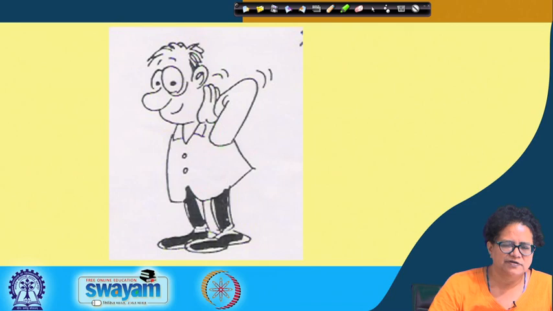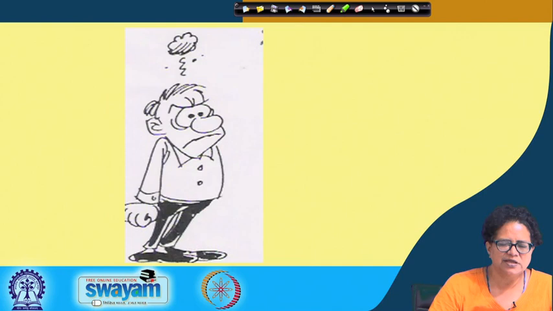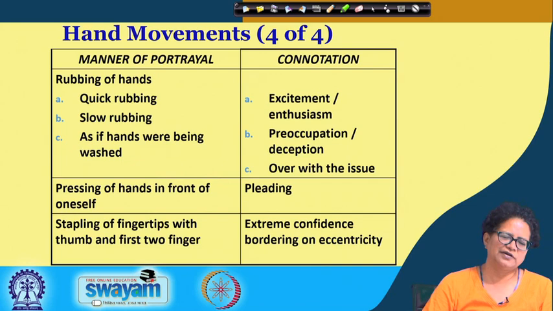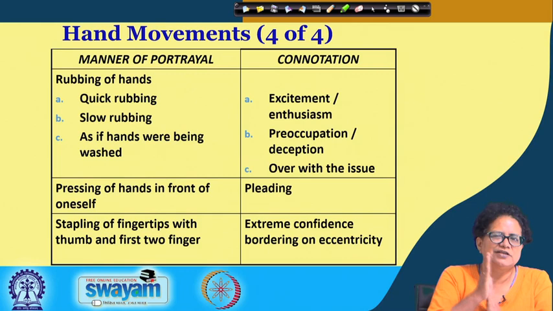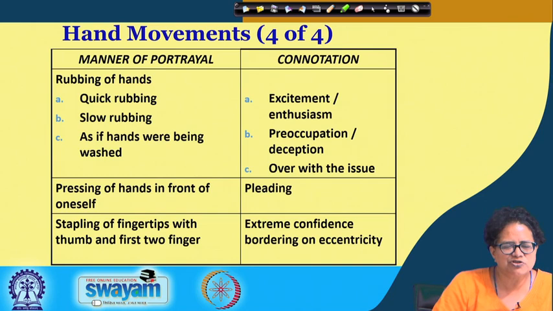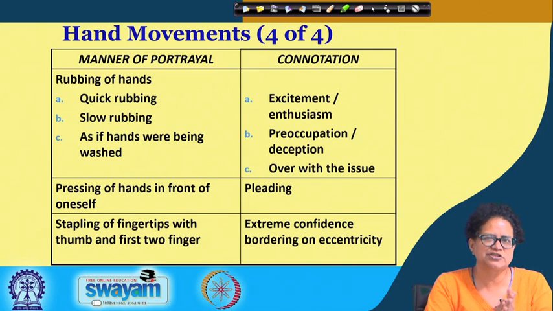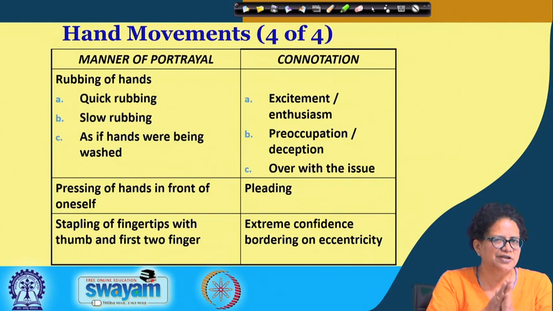So, some pictures to support the previous chart. And the last one here, hand movements, fourth slide. Rubbing of hands, quick rubbing, you know, like this. So, we are enthusiastically waiting, we are excited for what is going to happen. Let the show begin. And slow rubbing shows preoccupation or deception. Somebody is planning to deceive, somebody is planning something bad.